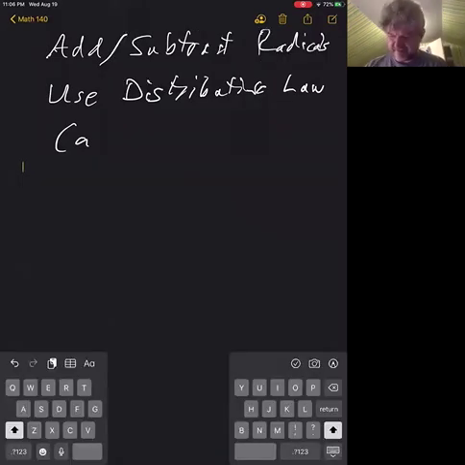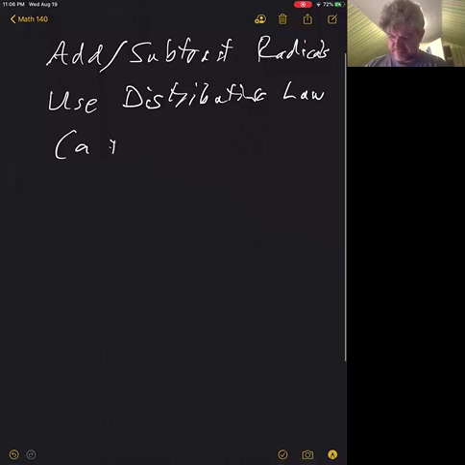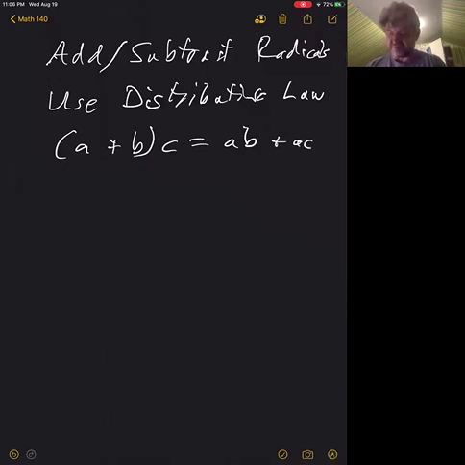You can write it as A plus B times C is AB plus AC. Or in other words, you distribute the multiplication over the sum. By the way, this ties in with what we did earlier about order of operations. To resolve this parentheses, this is what the correct way is to resolve it.